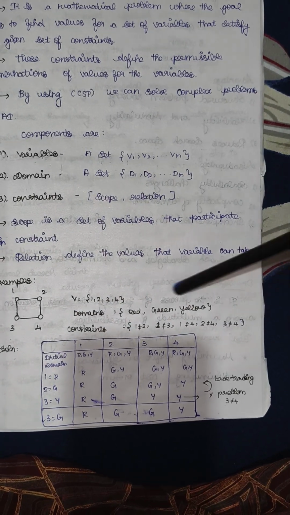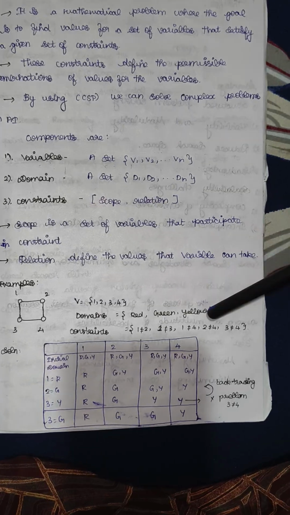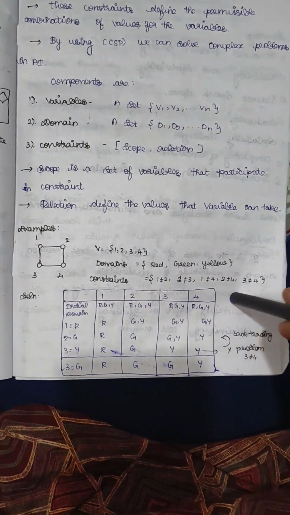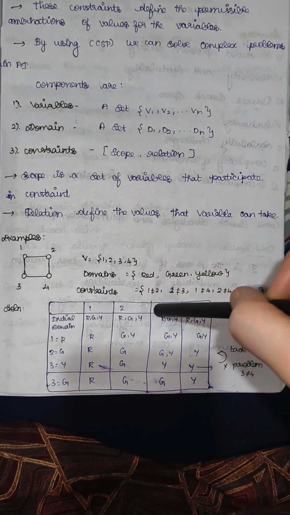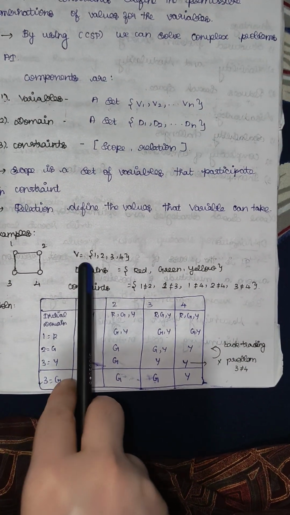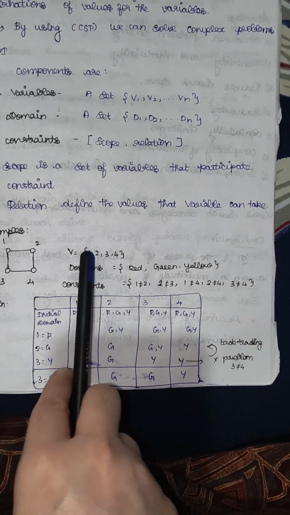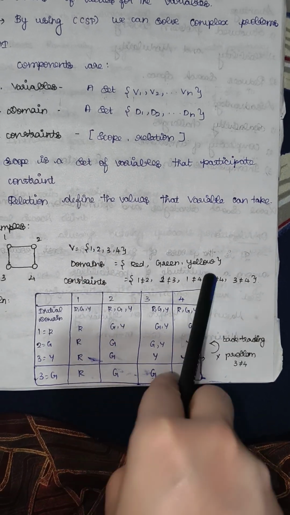So these are the constraints. With the help of these constraints, we have to assign the colors to the particular variable. So let us draw a table. In the table, I have assigned all these four variables. So in the initial domain, first let us assign 1 to red. So all these three variables have all these three colors.